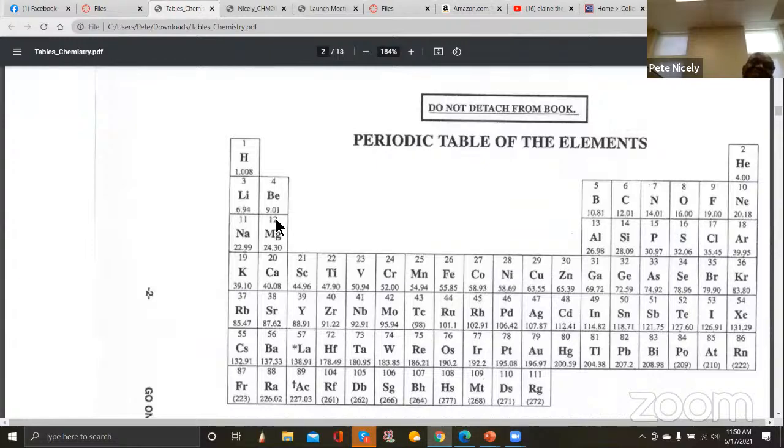That 9.01 is not the mass number. The mass number is the number of protons and neutrons present in an atom. The 9.01 that you see there for beryllium is not the mass number, it's the atomic mass. And students always confuse those two. So it's very important that you understand the difference and distinction between the mass number of an isotope and the atomic mass of an element.